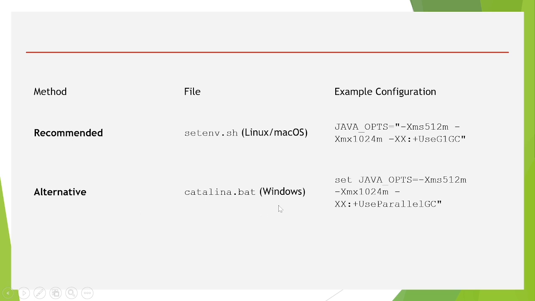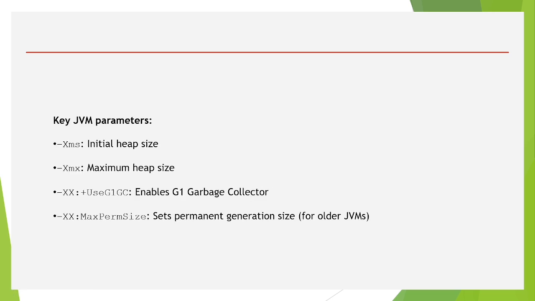Alternatively, if we are using Windows, then we have to use catalina.bat, and the parameters are the same. JVM key parameters: initial heap size, maximum heap size, enable the G1 garbage collector, and set the permanent generation size of the old JVM.